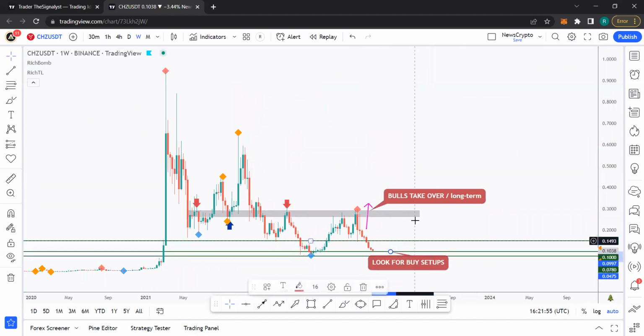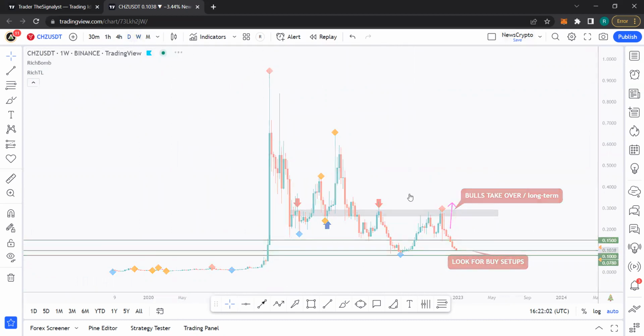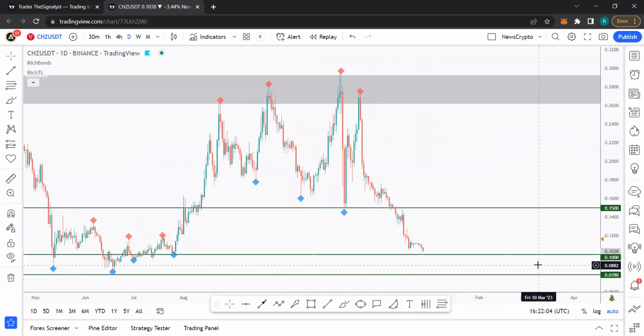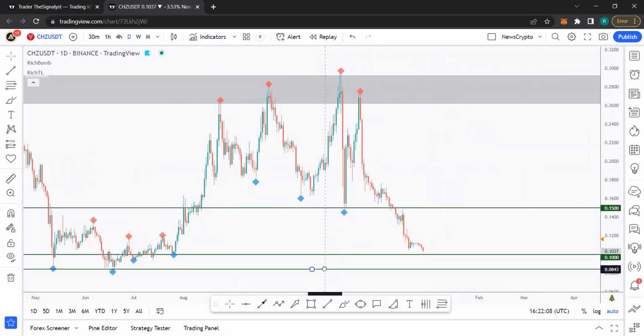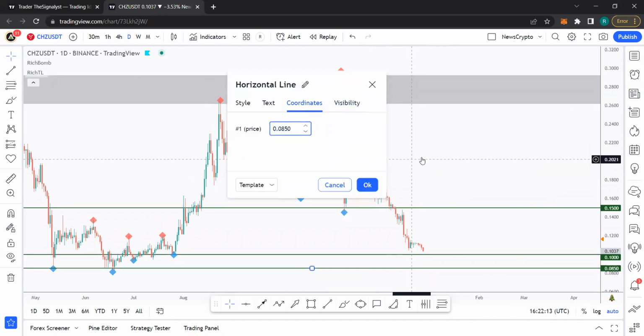Okay, on CHZ, we are currently approaching this previous major low. We have a demand zone right here. If we go to daily time frame, can't really say much except that we are approaching the 0.1 round number. Make it one a little bit higher. Let's go for 8.5. Yeah.